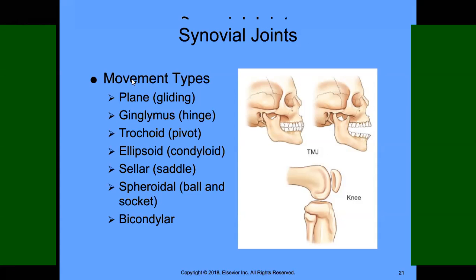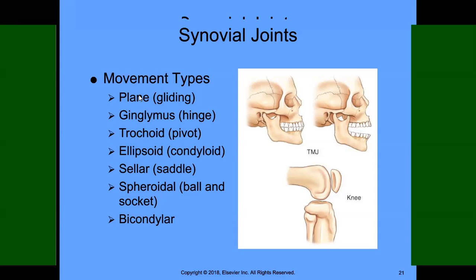So again, just going back, talking about synovial joints, these are the movement types you need to be familiar with. They're either planar gliding, ginglymus (hinge), trochoid (pivot), ellipsoid (also known as condyloid), sellar (saddle), spheroidal (ball and socket), and then bicondylar. And at least remember where these joints can be found, right?